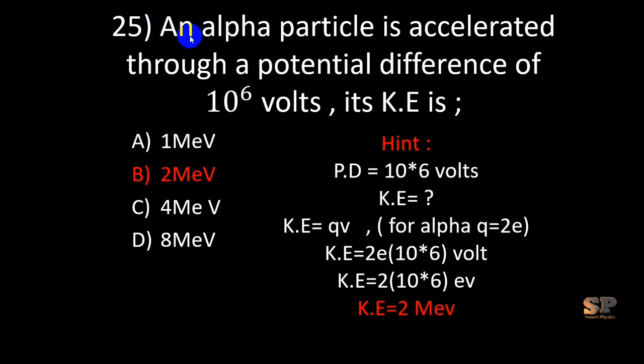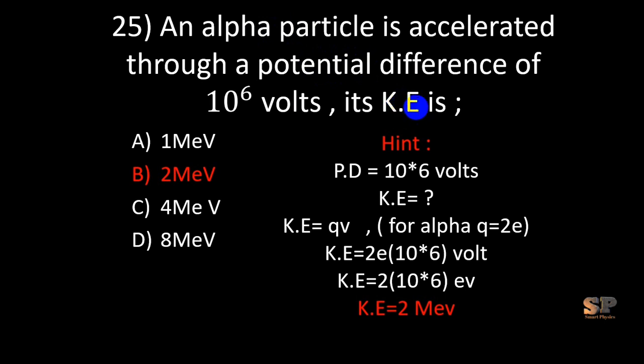MCQ number 25 है. An alpha particle is accelerated through a potential difference of 10 to the power 6 volts. Its kinetic energy is 1 mega electron volt, 2 mega electron volt, 4 mega electron volt और 8 mega electron volt. हमारे पास एक अल्फा पार्टिकल है जिसको पोटेंशियल डिफरेंस के जरिए एक्सेलरेट किया गया है, एंड वी हैव टू फाइंड आउट द काइनेटिक एनर्जी ऑफ द अल्फा पार्टिकल.